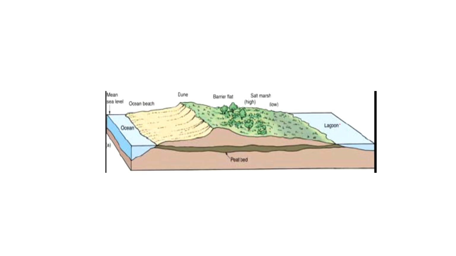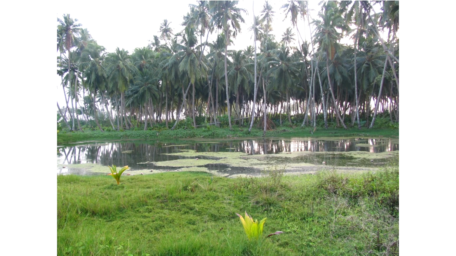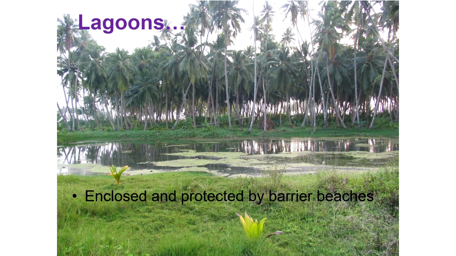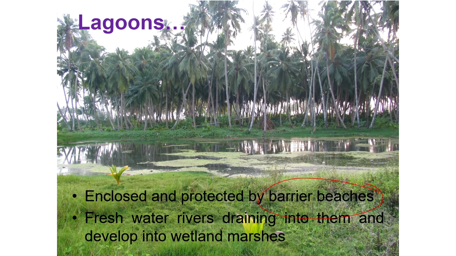Now, another important landform here is the lagoon, okay, which we were able to see the formation of. This is a typical lagoon from Car Nicobar, enclosed and protected by barrier beaches, or we also call these sea beach ridges. Okay. Now, in this environment, we will have fresh water coming in, and during higher high tides, you will have the water coming from the ocean side also.